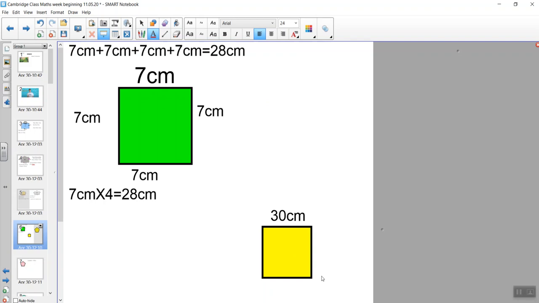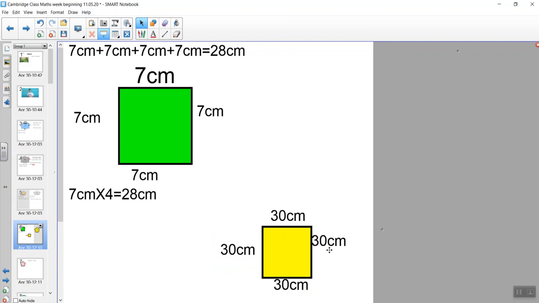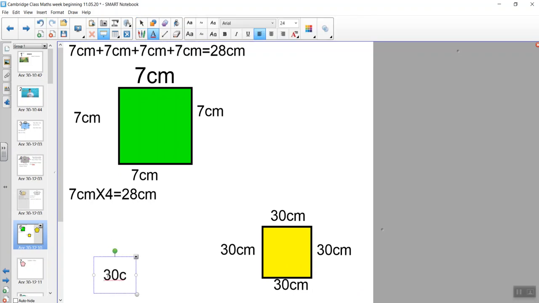Okay, so I know it's a square, so all the sides are the same length. So I know that this side is 30 centimetres and this side is 30 centimetres and this side is 30 centimetres. So each of my sides is 30 centimetres long. And I could say 30, add 30, add 30, add 30. And that's okay to add them like that. Or I could say it's 30 centimetres four times. And 30 centimetres four times is 120 centimetres.